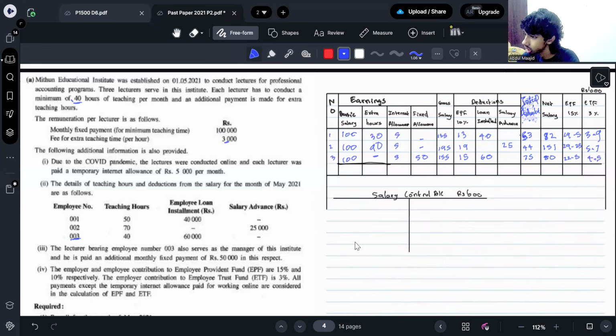Now you can total all these columns. 300, 120, 15, 50, and 485, 47, 100, 25, 172, 313, and 70.5, 14.1. So then the salary control account, how do you prepare it?